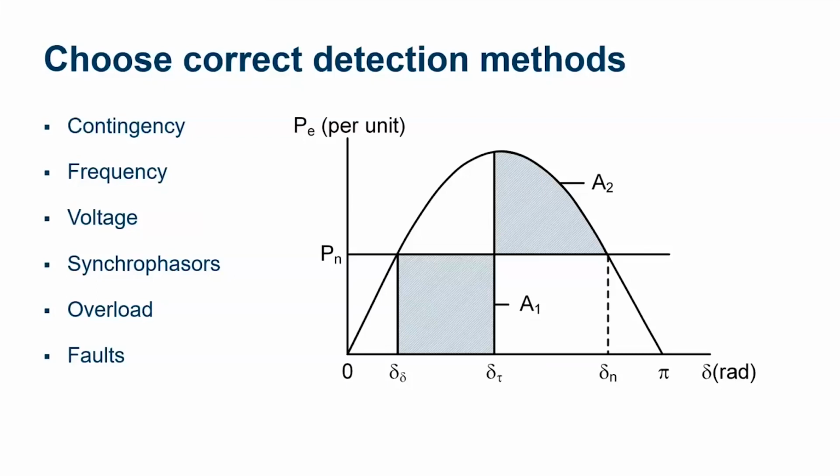Let's take a look at different detection methods that are most commonly applied in today's remedial action schemes. There can be a contingency-based scheme that employs high-speed breaker monitoring. We can utilize frequency-based schemes using protective relays, or voltage-based schemes using voltage measurement from protective relays. We can utilize synchrophasor-based measurement from PMU units to detect large angle deflections, or we can also use overload-based schemes monitoring transmission corridor and thermal limitations. There can further be fault-based schemes that examine severe faults in the relay.